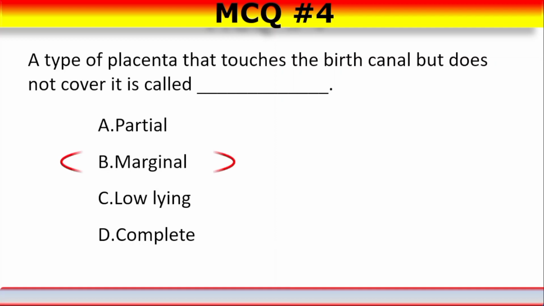The correct answer is marginal. So in partial, the placenta covers the birth canal partially. In marginal, the lower edge of the placenta touches the birth canal but does not cover it. And in low-lying, it's about 2 centimeters from the birth canal or the cervical canal. And in complete, the placenta totally covers the birth canal. For this question, marginal is the correct answer.